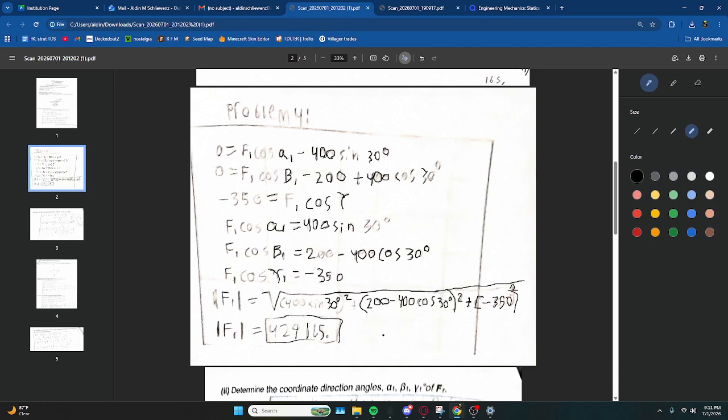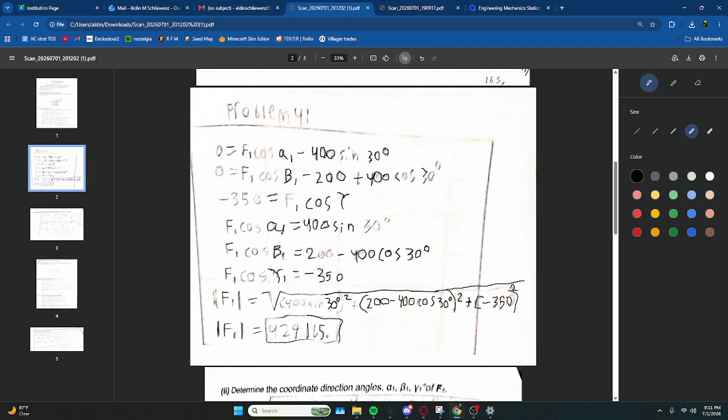I wrote equations to help solve the terms with F1. 0 is equal to F1 cosine of alpha minus 400 sine of 30. It is also equal to F1 cosine of beta minus 200 plus 400 cosine of 30 minus 350, which is equal to F1 cosine of gamma.